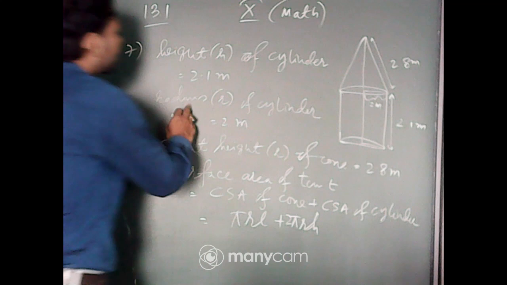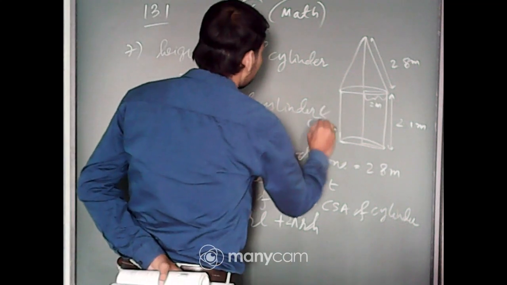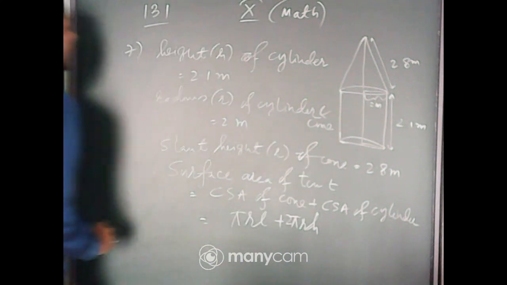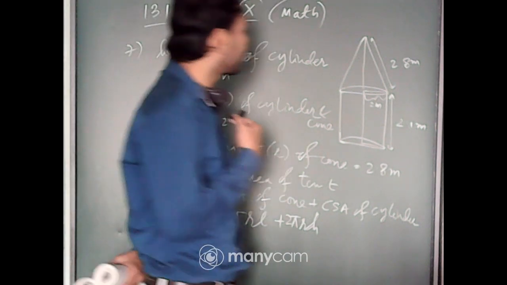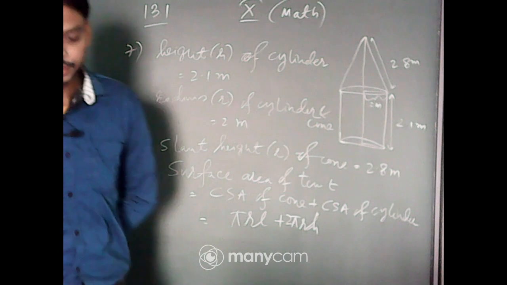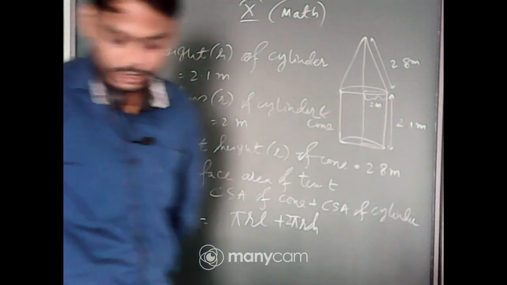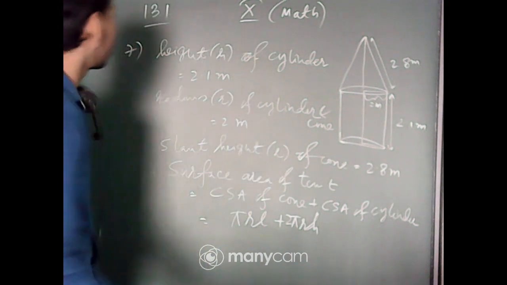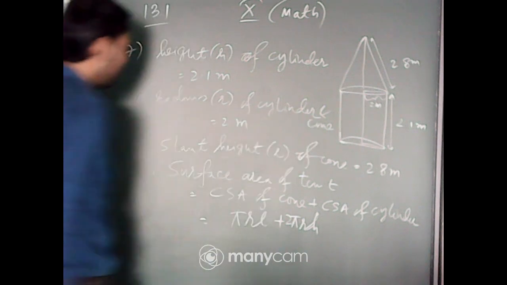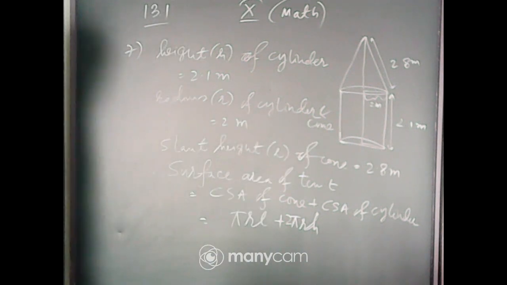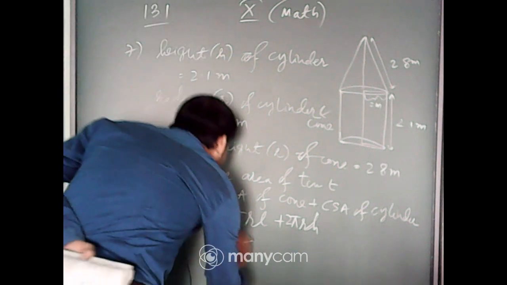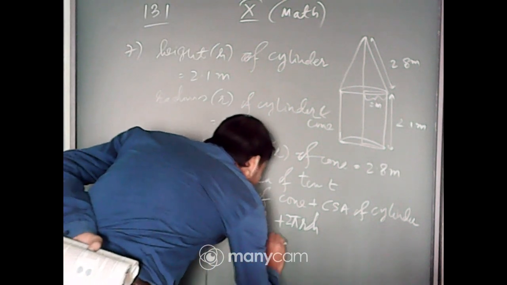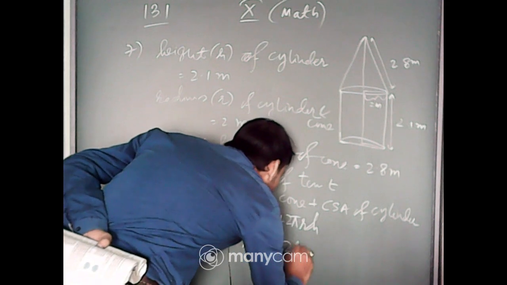Here R will be same. The radius of the cylinder and cone are same from the figure. So pi RL plus 2 pi RH. You may take common pi R, so pi R into, in the bracket, L plus 2H.